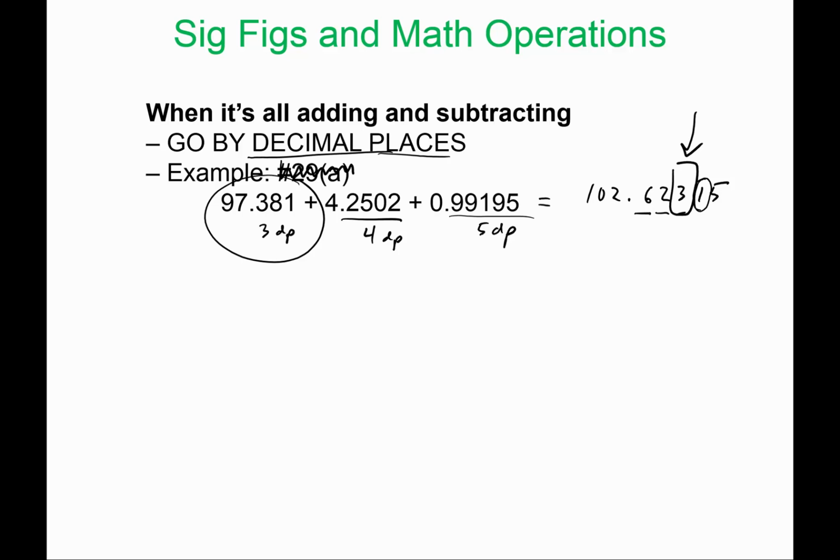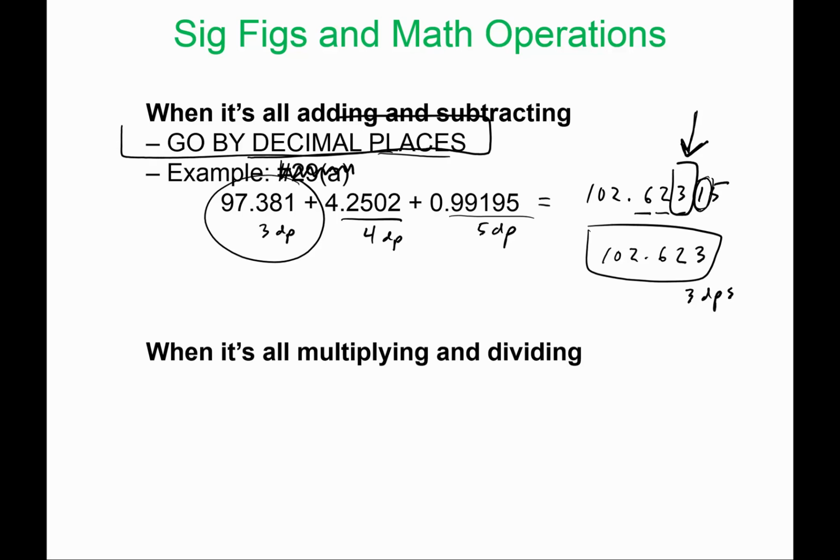Okay, and then you use rounding rules. If it's 5 or more, then you round this number up. This is less than 5, so this number stays the same. So your answer for this would be 102.62, and that would be your answer, actually 3 decimal places. Okay, so you're using decimal places if you're adding and subtracting. If you're multiplying and dividing, you're going by sig figs.